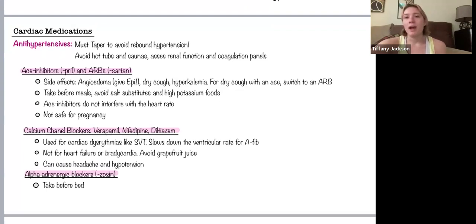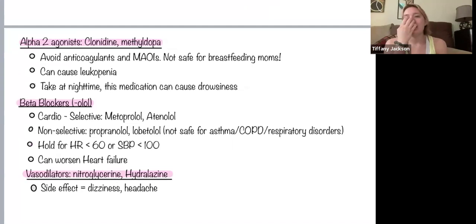Up next, we have our alpha-2 agonists. These are our clonidine and methyldopa. These can impair coagulation, so avoid anticoagulants and MAOIs. However, these medications we don't see used too often, as they can cause leukopenia. More often in the hospital, clonidine, the brand name is Catapres, we give kind of as needed, not necessarily on a daily basis, because they can cause leukopenia.